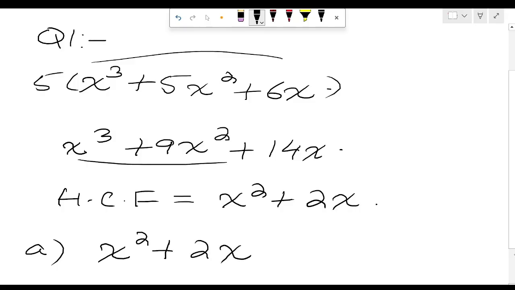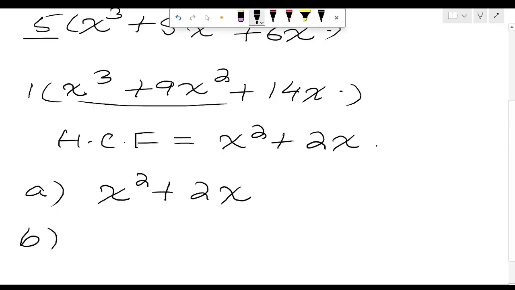Now why? Look, this is the first polynomial and this is the second. There aren't any common factors between these both. For example, I have 5 and here I have 1. Let's assume I have 1. So there is nothing common between 5 and 1. The greatest common divisor, or GCD as you like to call it, there isn't any common thing between them. So therefore x square plus 2x will be the answer.